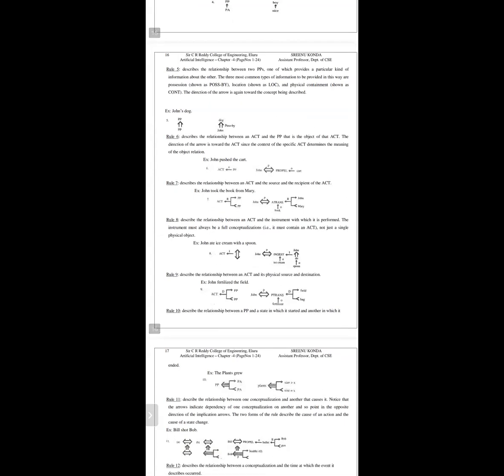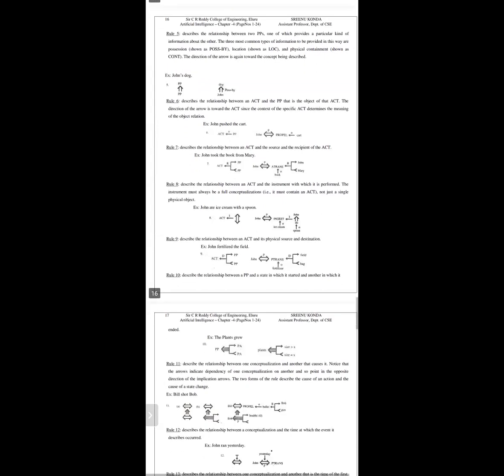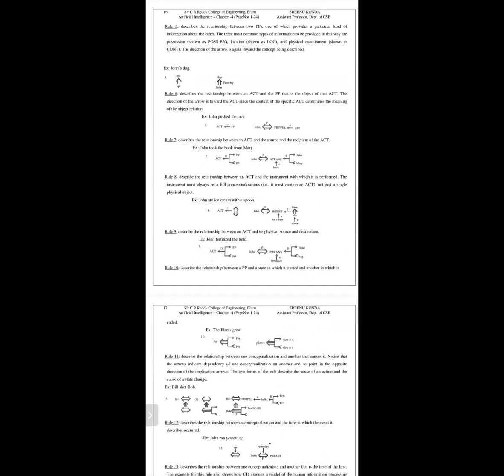Next. Here John is possessing a dog, so that's why John is possessed by dog. Next one, rule number six. Rule number six describes the relationship between an act and the PP. Act and PP. Okay.